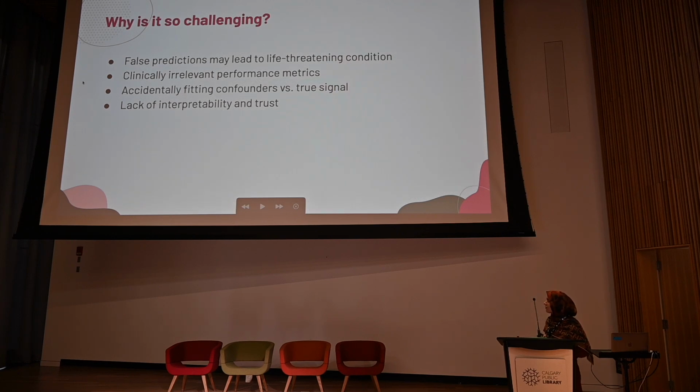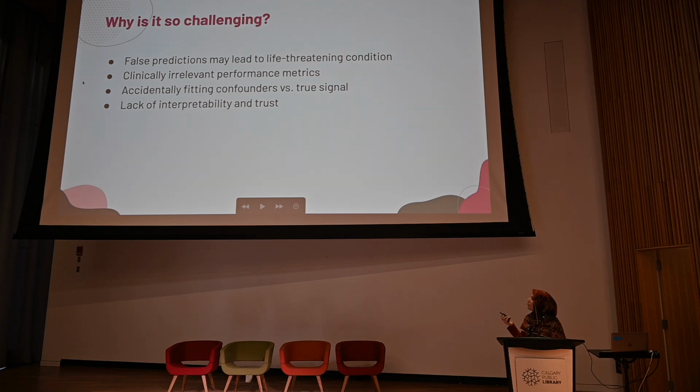Next challenge is accidentally fitting confounders versus true signal. So highlighting unknown confounders by computer vision models may increase the generalizability issue. From my experience, for example, my model was more likely to detect and classify a thyroid nodule as malignant when the input data included a ruler inside the image. And it was only because in my training data set, most of the cancerous cases included a ruler in them.